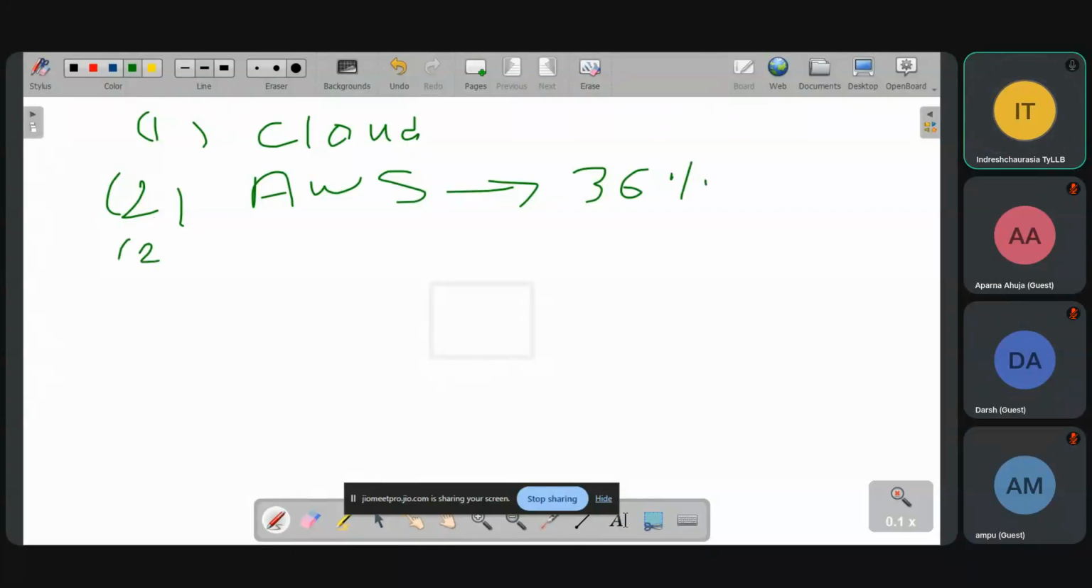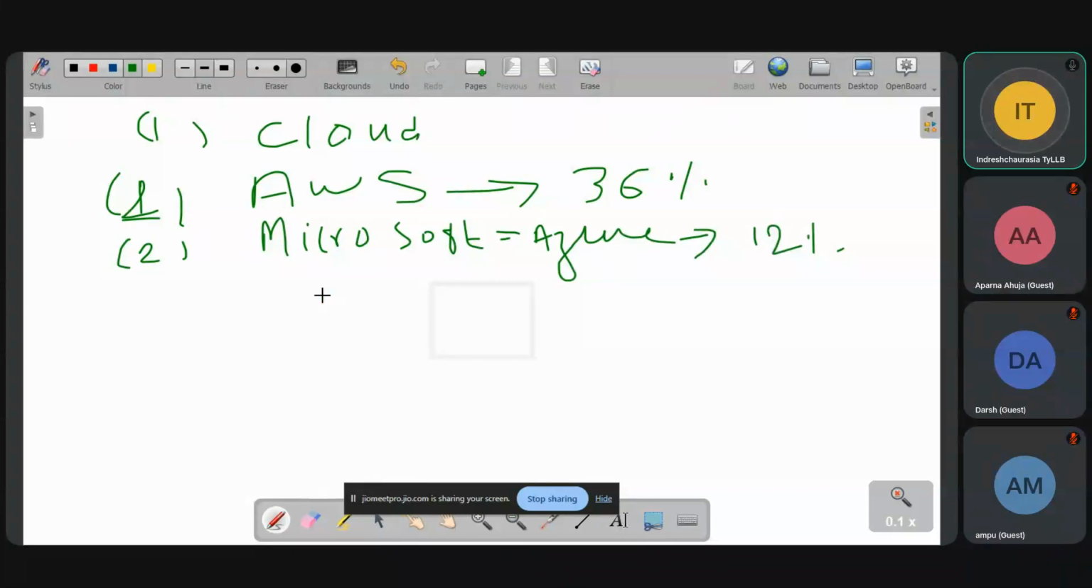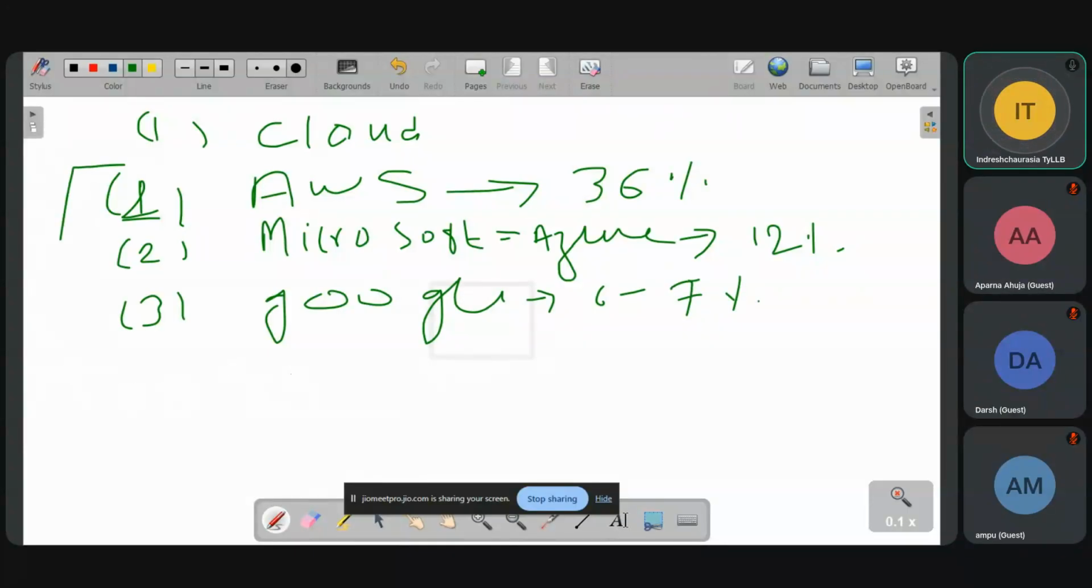And the second one is Microsoft. Its cloud is called Azure. It owns almost 12% of market share. And the third one is Google Cloud. It owns 6 to 7% of market share. And there are others like IBM, but these three are the most important.